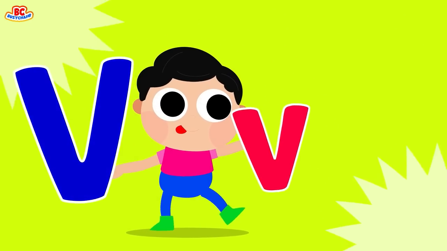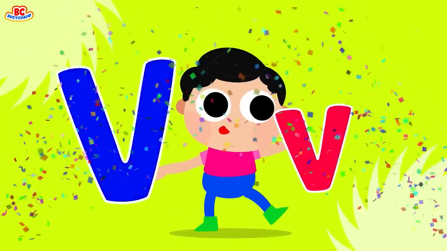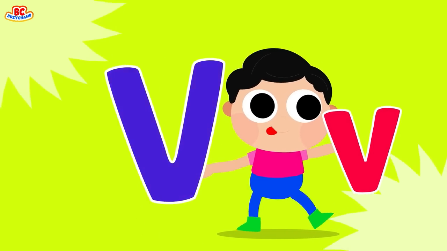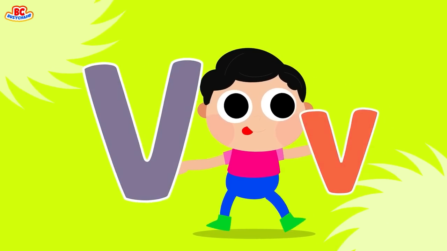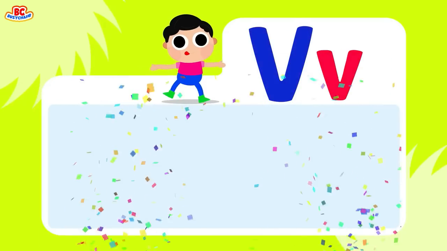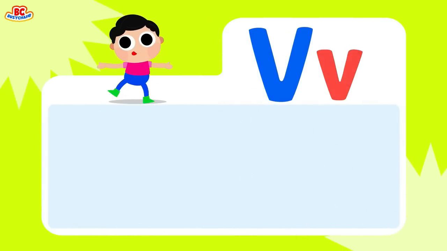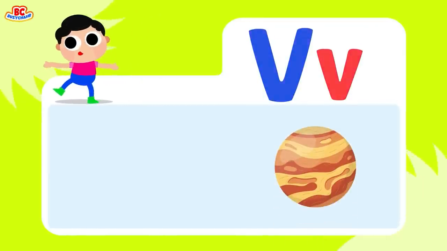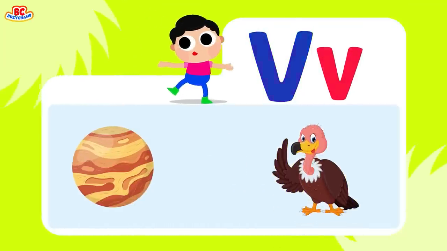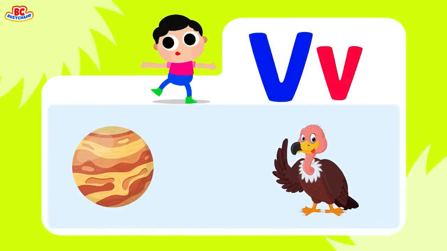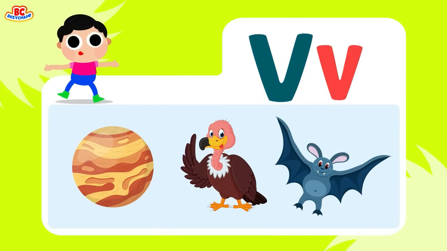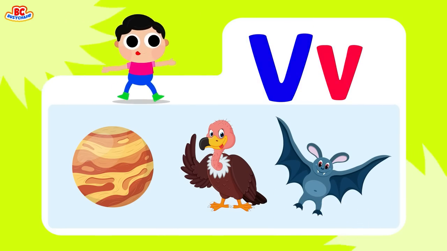Which alphabet can you see in my hand? I have the letter V in my right hand and it sounds V in my left hand. And there are so many words that begin with letter V. V called Venus. V, V, Venus. V called vulture. V, V, vulture. V called vampire bat. V, V, vampire bat.